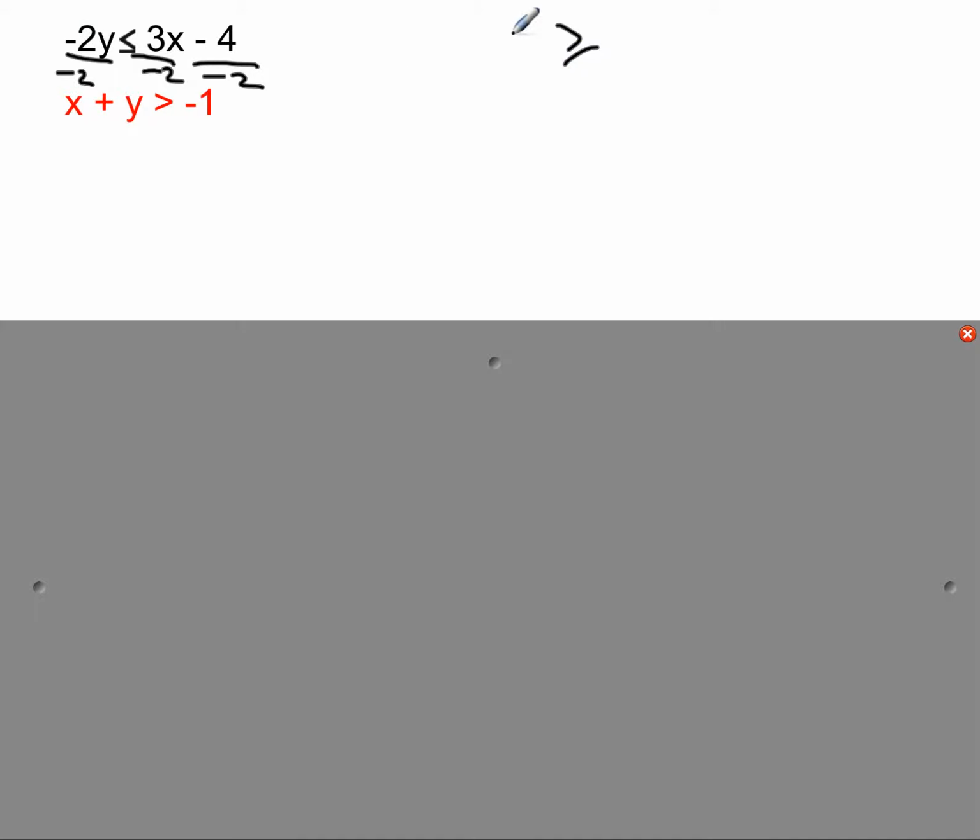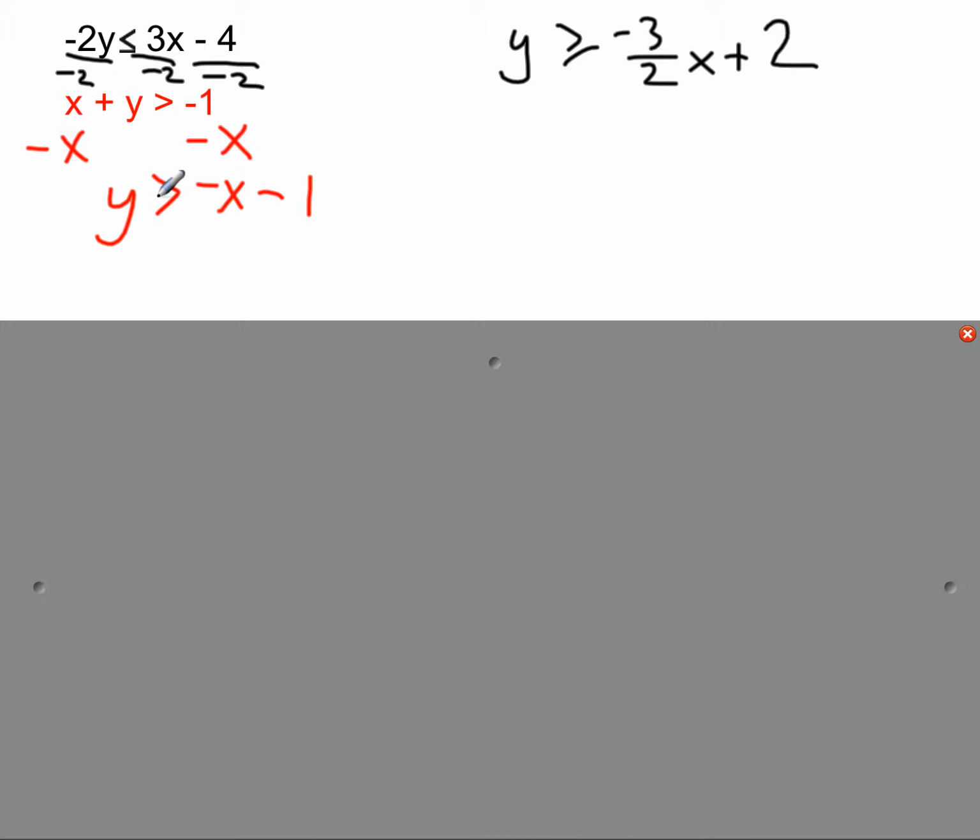Okay, so now I have y is greater than or equal to negative 3 halves x plus 2. So a lot of negative stuff going on there. Okay, now my y-intercept is going to be at 2, my slope is going to be negative 3 over 2, and we're going to do some shading. First, I'm going to transform this equation. This one, I'm going to leave y where it is, and I'm going to subtract x, and I'm going to get y is greater than negative x minus 1.